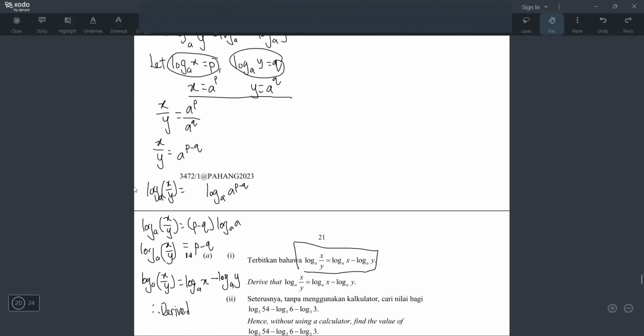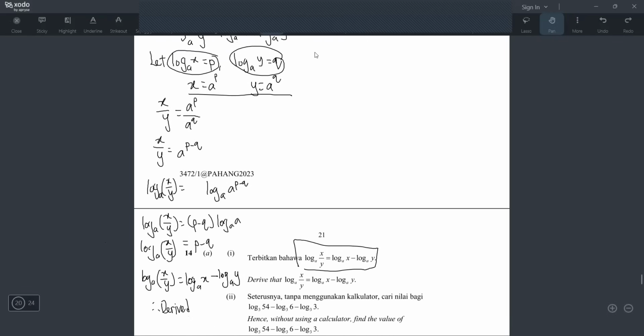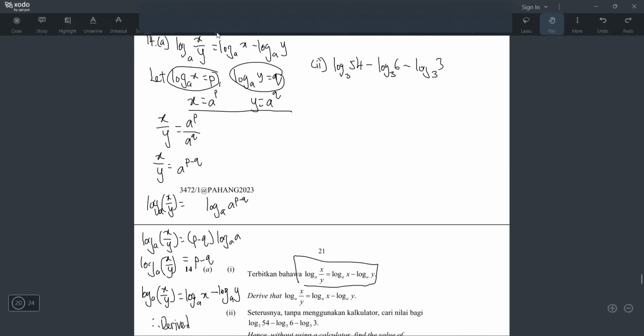Okay, so question number 2, I will write my question here, lah. Okay, question number 2, what is the question? Log 54 base 3 minus log 6 base 3, and then minus log 3 base 3, and then they want me to calculate, right? Without using calculator, find the value of this. So how? Use the division rule, lah. Use the rule that you just learned just now.